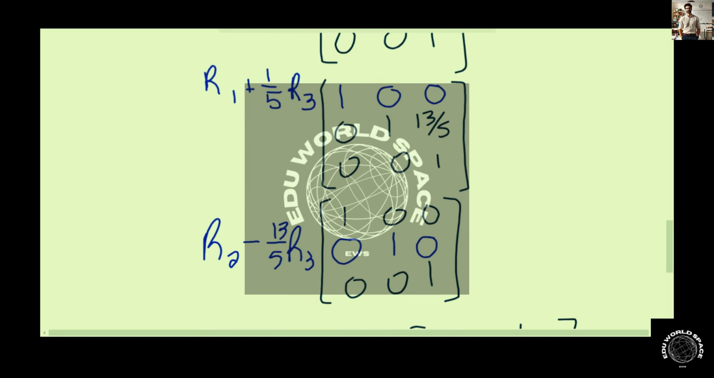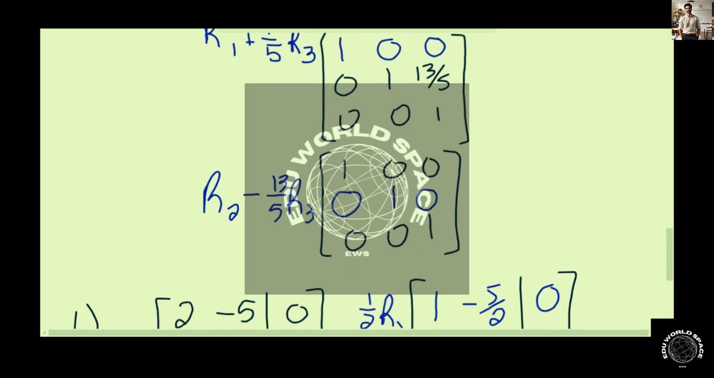And our last 0 is needed here. We can achieve that by taking row 2 and just subtracting 13/5 of row 3. Then 13/5 minus 13/5 is 0, and we've got our 3 by 3 identity.